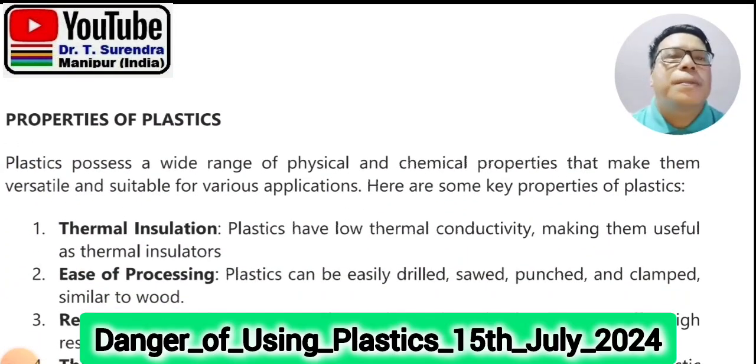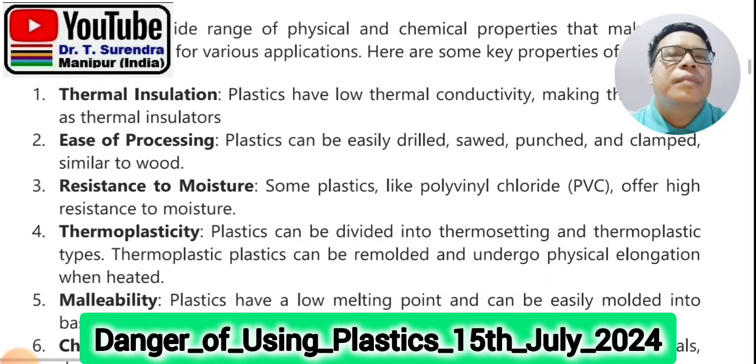Properties of plastics. Number one, thermal insulation. Plastics have a low thermal conductivity, making them useful as thermal insulators. Number two, ease of producing. Plastic can be easily drilled, sawed, punched, and clamped similar to wood. Number three, resistance to moisture. Some plastics like polyvinyl chloride offer high resistance to moisture.